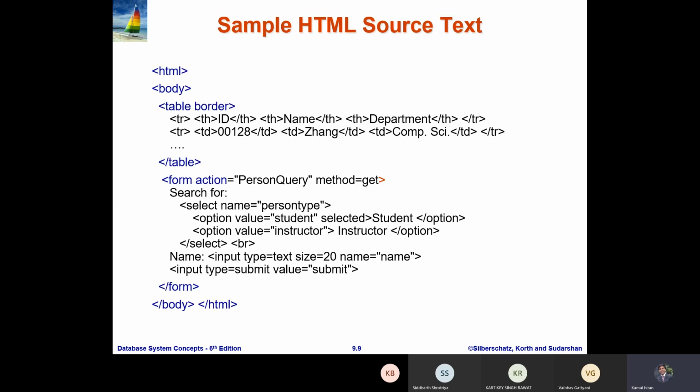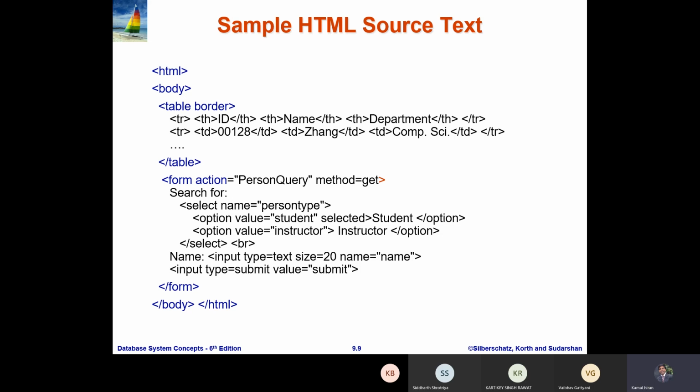This is a simple HTML source text here. You can see, whenever you want to write code in the HTML scripting language, you have to start with HTML. This is called a tag, the HTML tag, and this is called the ending tag of HTML. So you have to start here. This is the beginning and this is the ending, and in between is the body of the form or of the page.